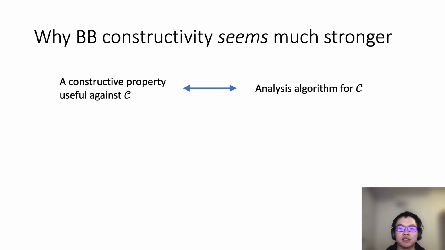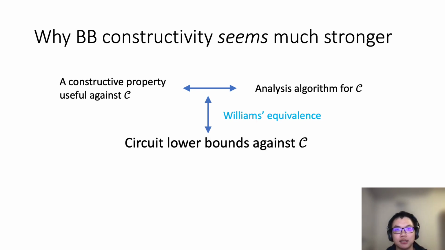Why is the black box constructivity seemingly much stronger than the original one? Here I give you another view. Let us first consider the original constructive property useful against C. You can actually view it as some sense of analysis algorithm for C. It reads the truth table and tells you something non-trivial about the circuit class C. And what Williams' equivalence tells us is that such an analysis algorithm is actually equivalent to proving circuit lower bounds.